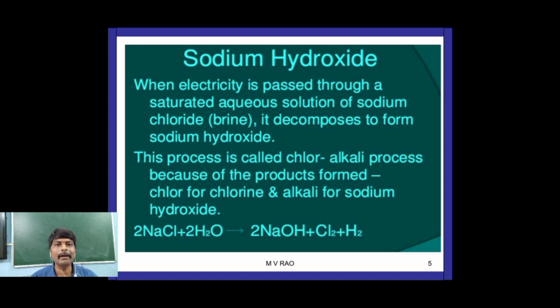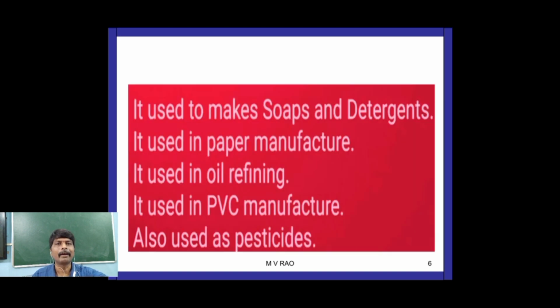Here sodium hydroxide, alkali base, and chlorine are formed. So that's why this process is called chlor-alkali process. This process is called chlor-alkali process because of the products formed: chloro for chlorine and alkali for sodium hydroxide.